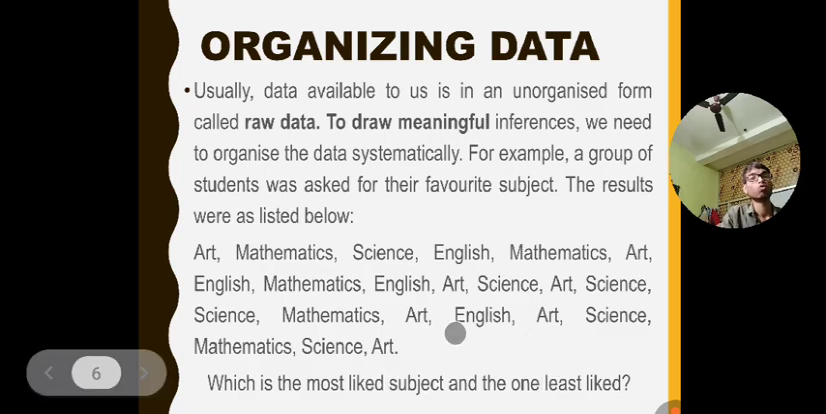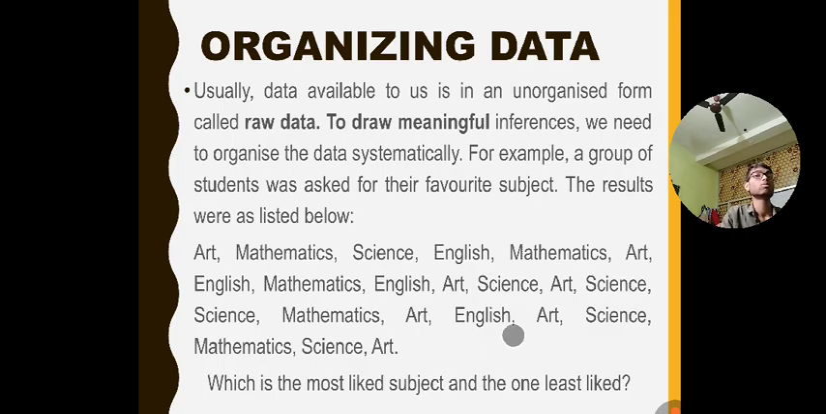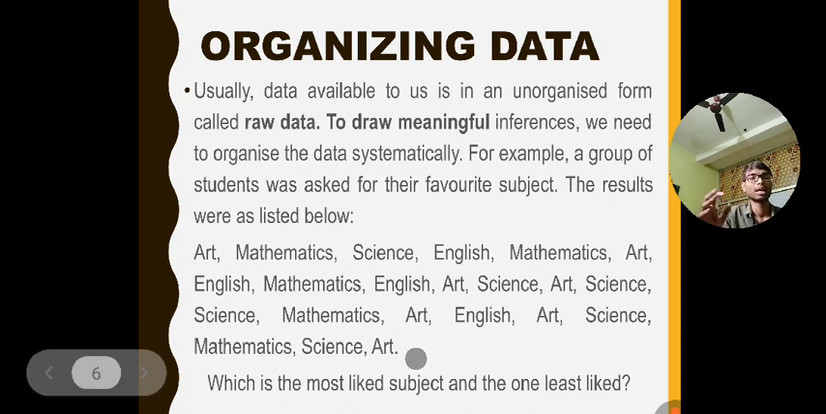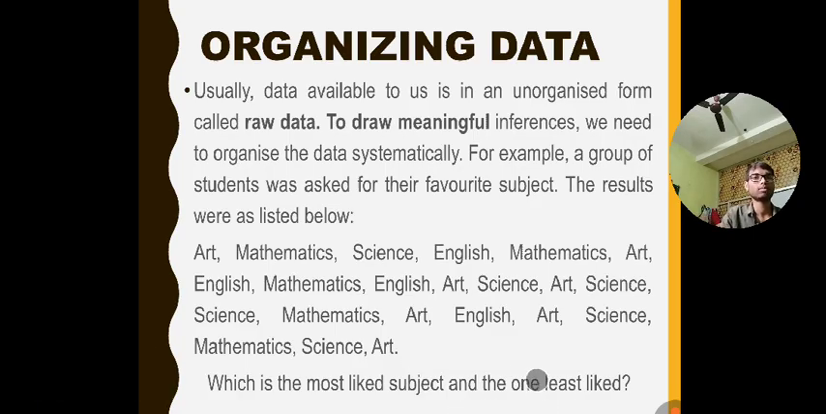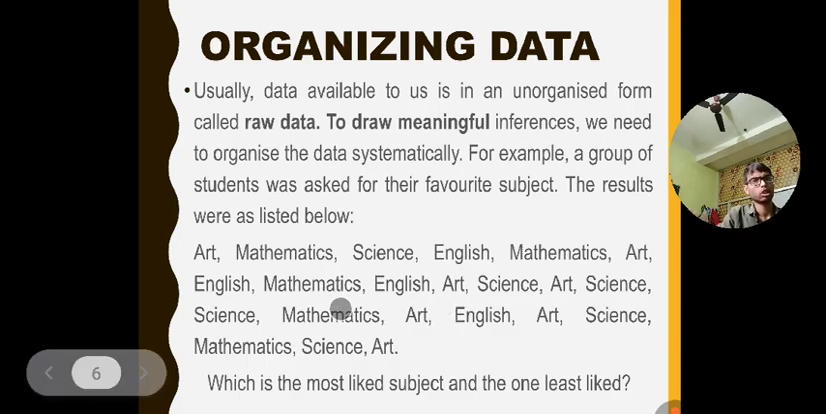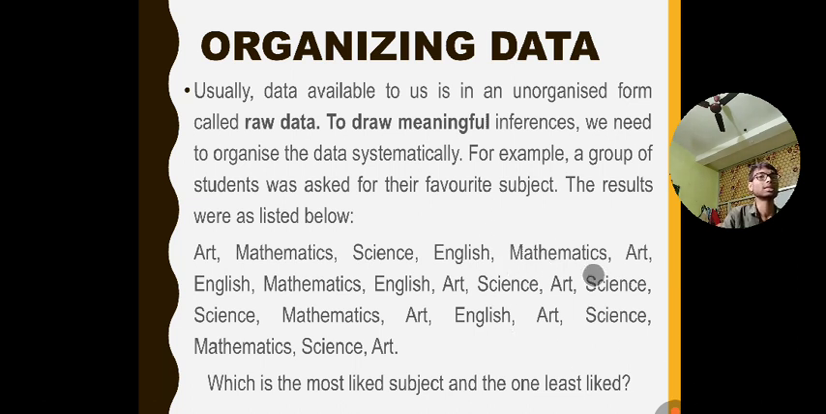Here the question is which subject is the most liked. Of course, a subject which is coming more times will be more liked, and a subject which is coming fewer times will be the least liked. Here we look here, then here, then here. Sometimes it is just a small data set, but what if we have more data? Then we will get confused. That's why organizing the data is important.